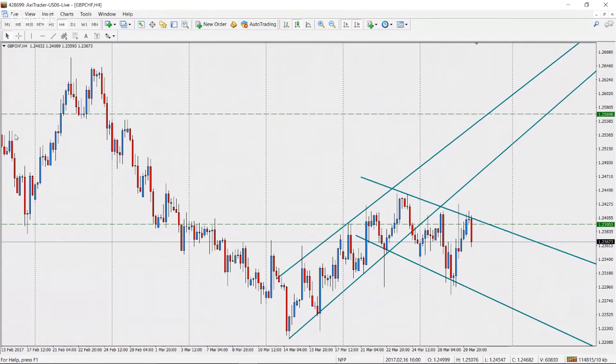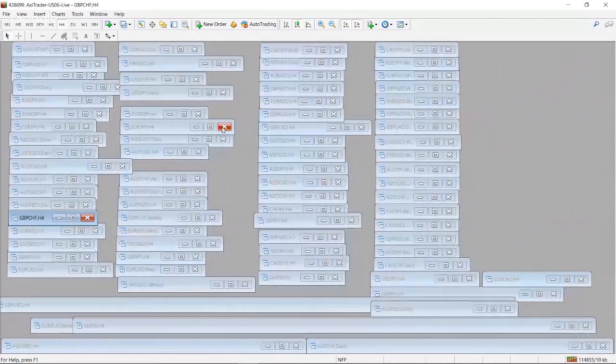Are there any pairs that you guys want to see? I mentioned I'm in the Aussie CAD, and that's about it at the moment. I'll show you a yen trade that I'm waiting on.